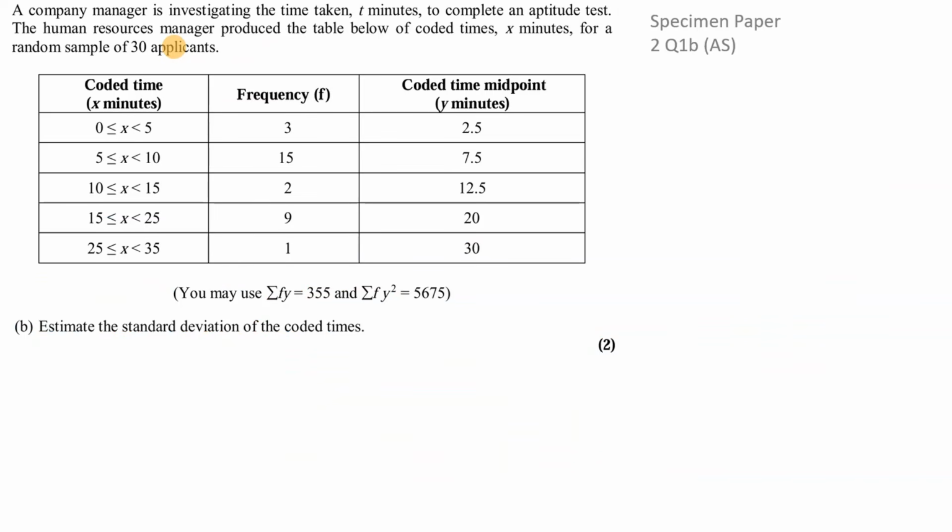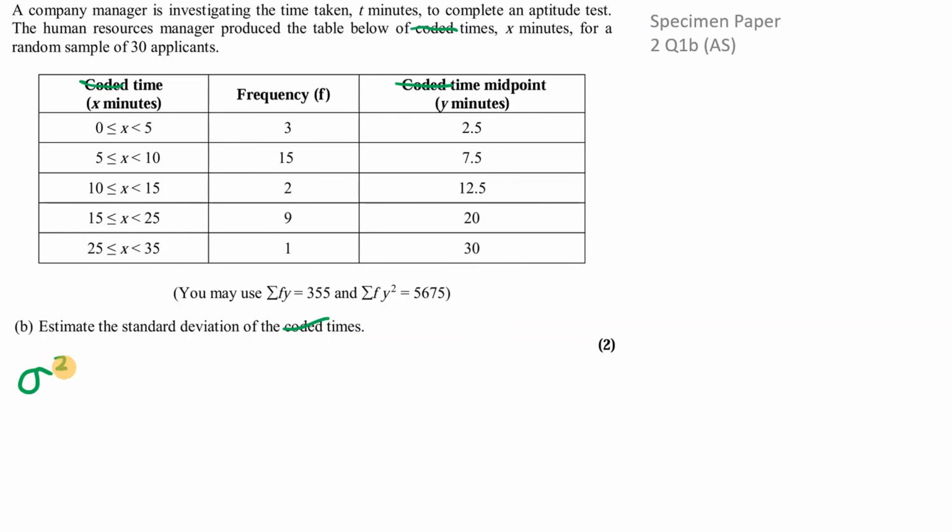Okay, so for this question, we're told a company manager is investigating the time taken to complete an aptitude test, and the human resources manager produced the table below of coded times. Ignore the word coded, we're going to talk about this in the next video, it's not relevant for this question. The times for a random sample of 30 applicants. We're given this grouped frequency table here, and we're also given these values here, and we need to estimate the standard deviation of the times, okay?